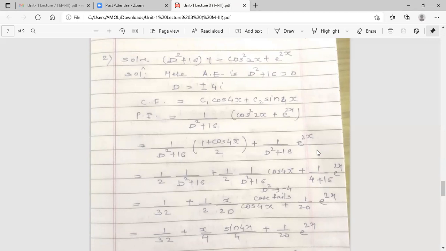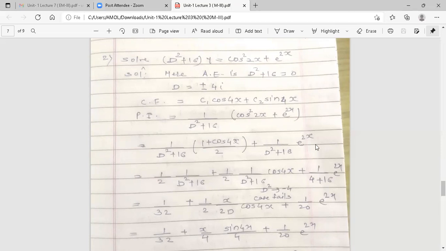Separate both the terms. So 1 upon d square plus 16 into cos square 2x. We have written here the formula for cos square 2x. The formula is here 1 plus cos 4x by 2, double angle formula. And e raised to 2x as it is. Now again there are two terms, 1 plus cos 4x, and 1 by 2 is common for both. So separate both the terms, 1 upon 2 into 1 upon d square plus 16 plus 1 by 2 into 1 upon d square plus 16 into cos 4x plus 1 upon d square plus 16 into e raised to 2x. We'll solve this term here.